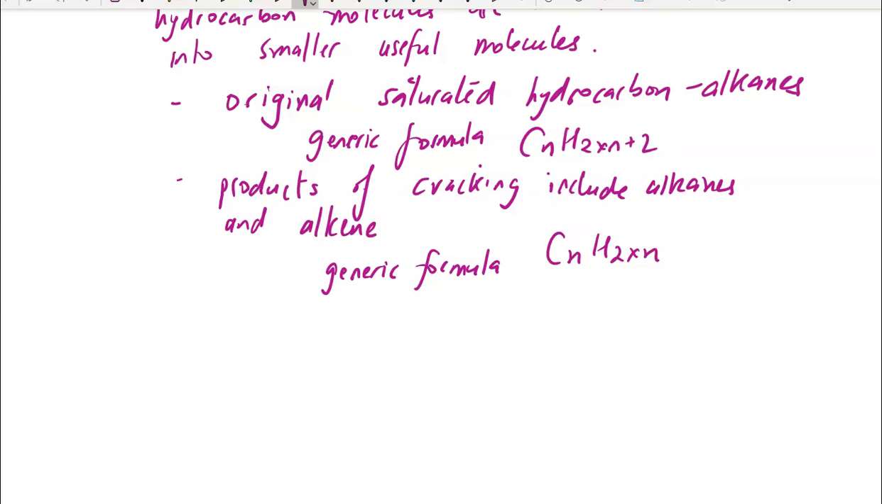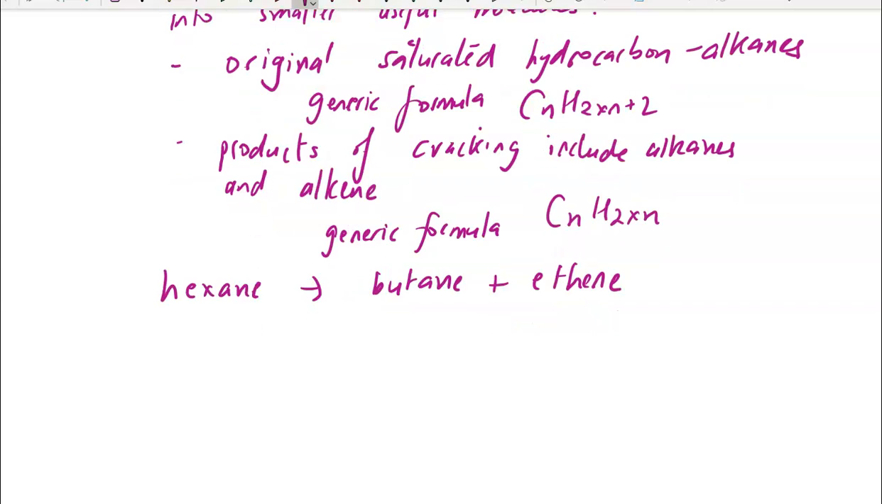Now let me show you in terms of exams. These are definitions they can ask you. In terms of exam, they can ask you to crack a hydrocarbon. So let's just take hexane as an example, and we're going to crack it into butane and ethene. Now, it doesn't matter what fractions you crack them into as long as they're balanced. So I'm going to go C6H14. That'll give me, I'm going to do C2H4.